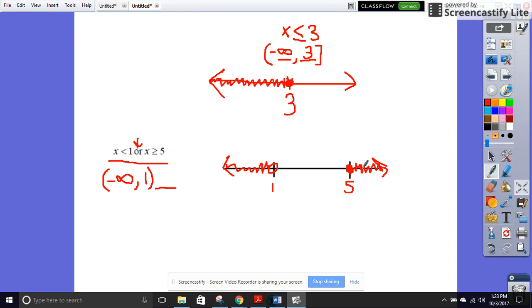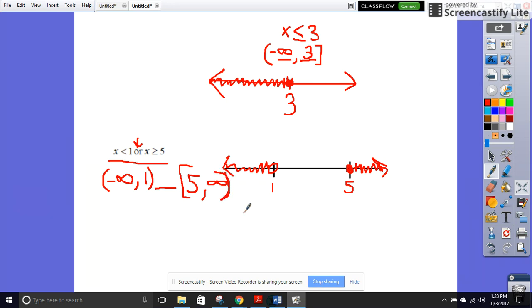Now I've got to do the second interval, starting place. Read it left to right. So I start at 5. That's my starting place. And it stops. Well, it doesn't stop. That means that it goes to positive infinity. Okay. 5 was filled in, so 5 gets a bracket. Infinity always gets a parentheses.